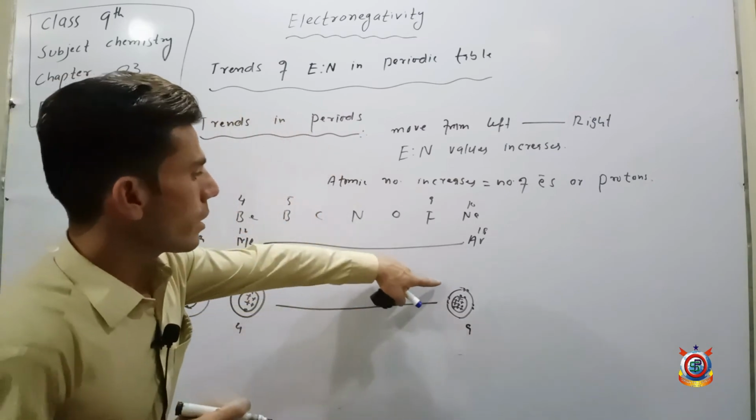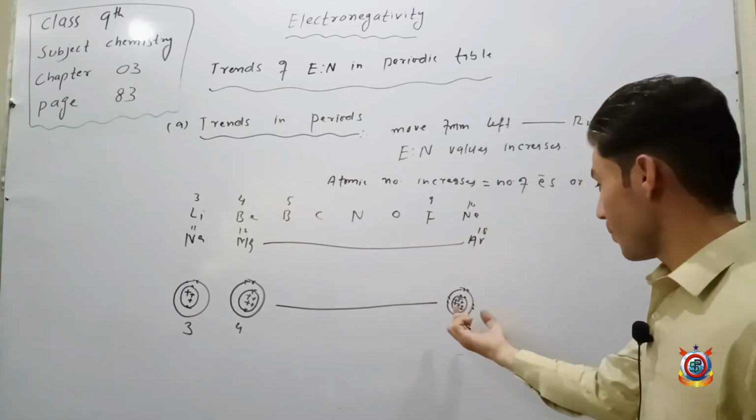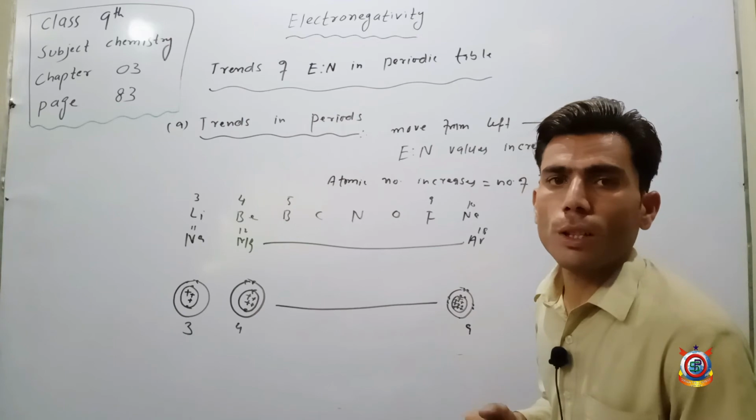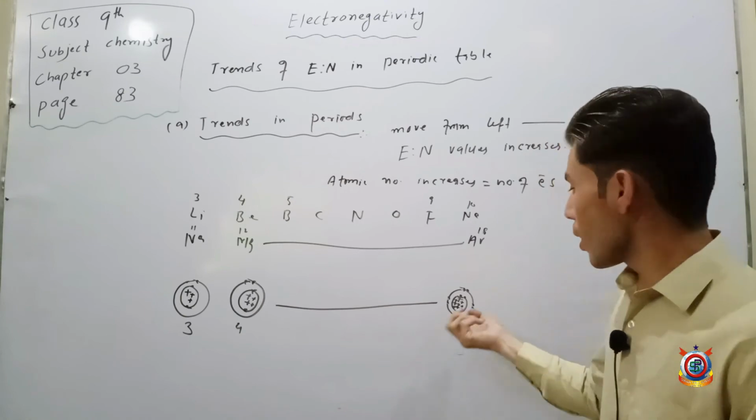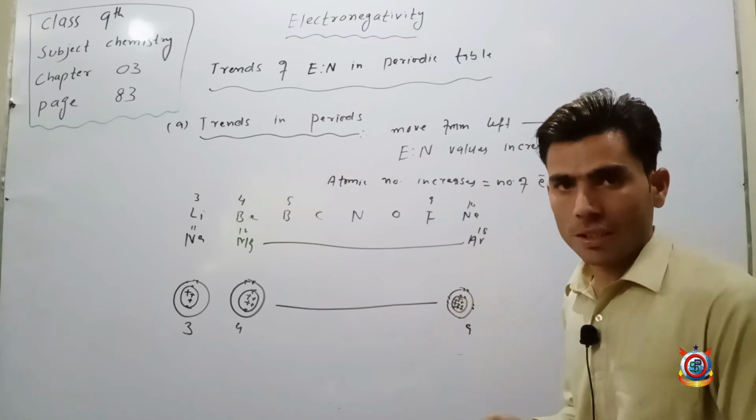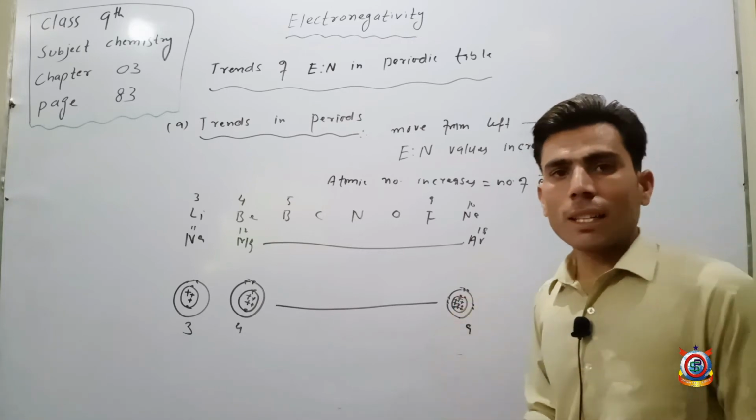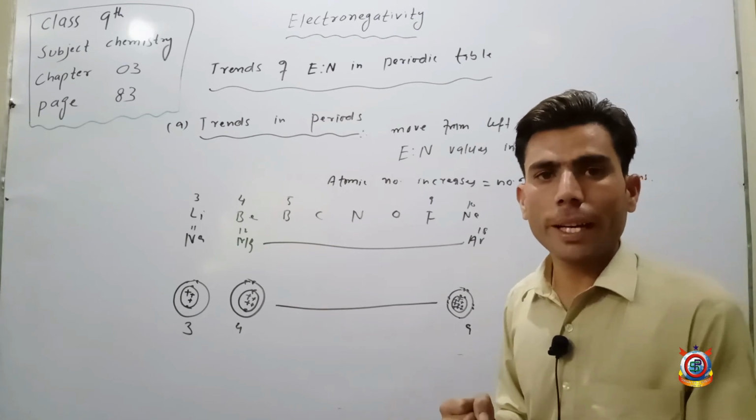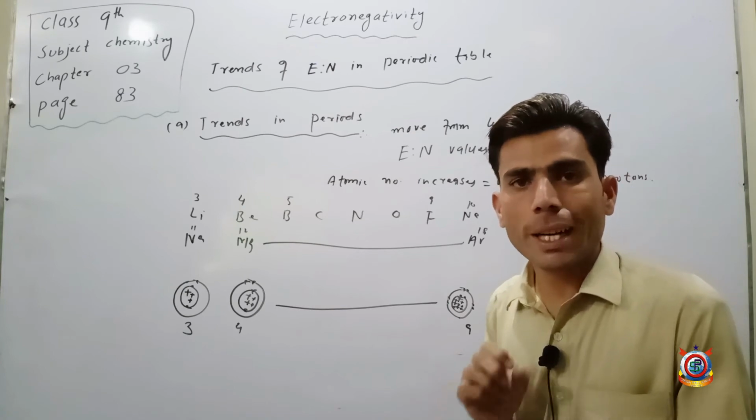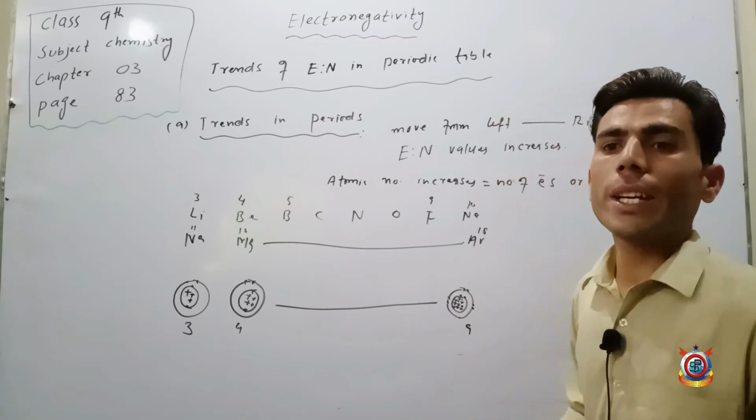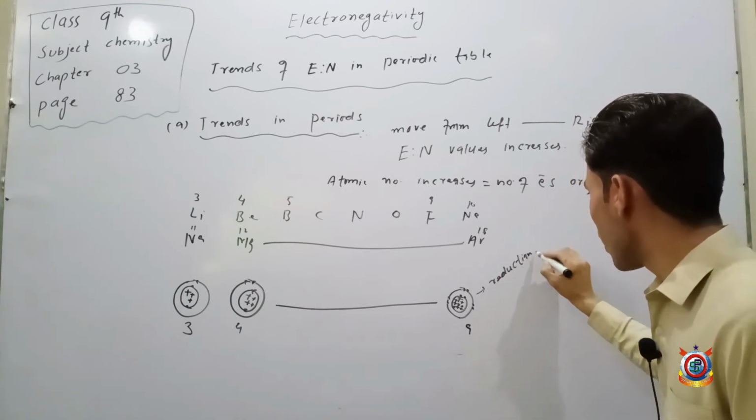So due to the increase in positive charge on the nucleus, the nuclear pull of the nucleus increases. It attracts the electrons more towards itself, nearer towards itself, and as a result, the size of the atom decreases. A reduction occurs in size.